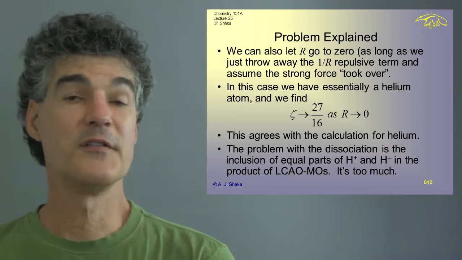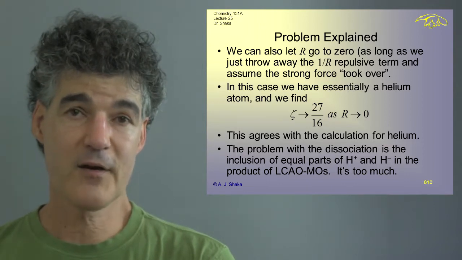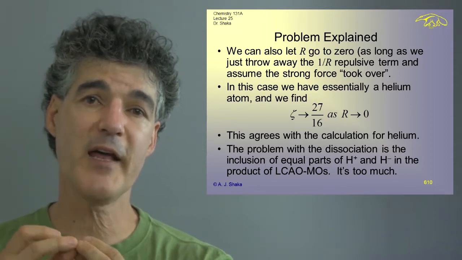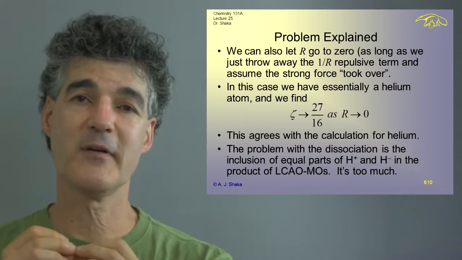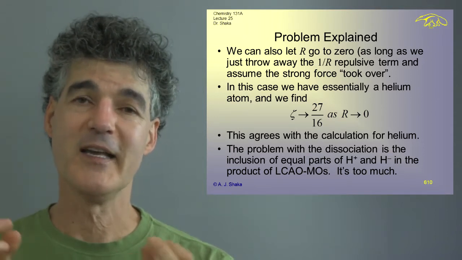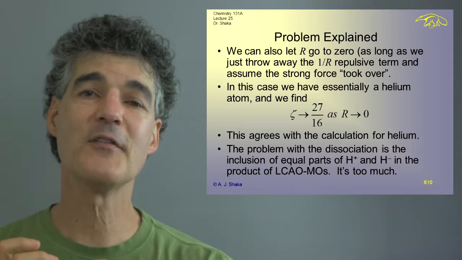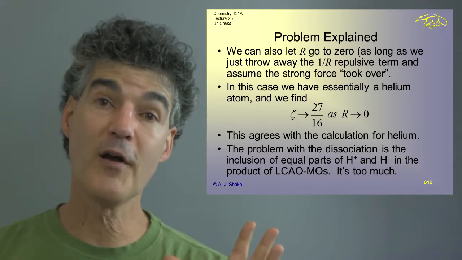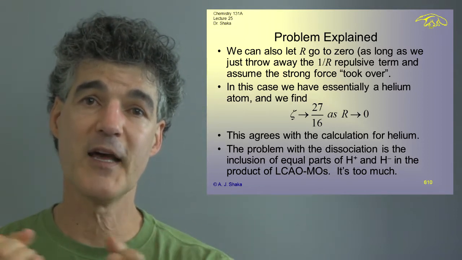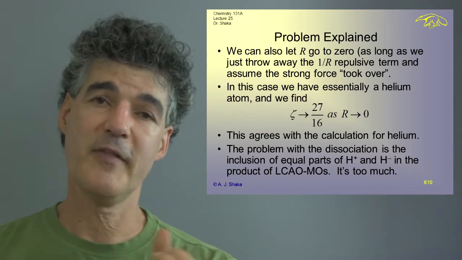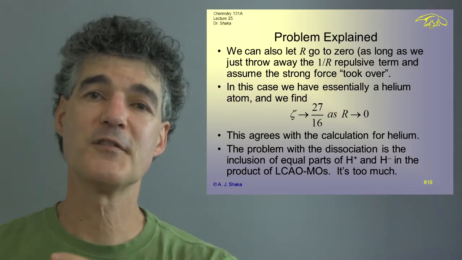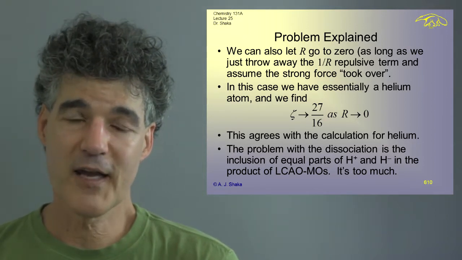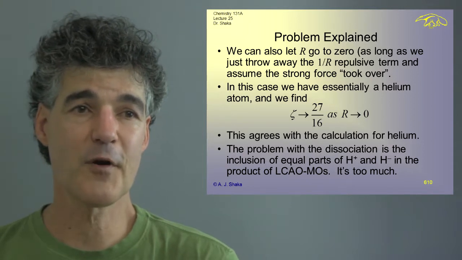Well, we can let R go to 0 too. If we let R go to 0, what we're doing is we're compressing our H2 into a helium atom. This is the great thing about doing thought experiments, is that you can do whatever you like and you can see whether it makes sense or not. Now, of course, what we better do is we better throw away the 1 over R repulsive term if we let big R go to 0. And that's because when they touch, we're assuming the strong force takes over. And there would have to be some neutrons, but they don't change our electronic energy at all, so we don't have to really worry about that.